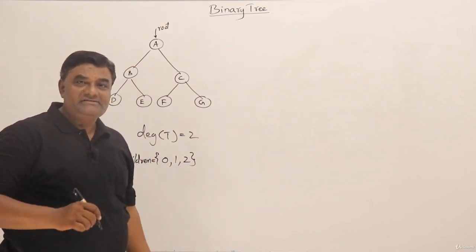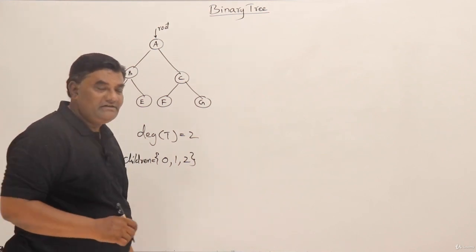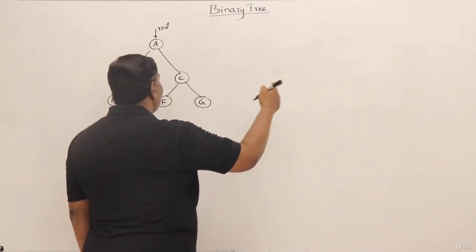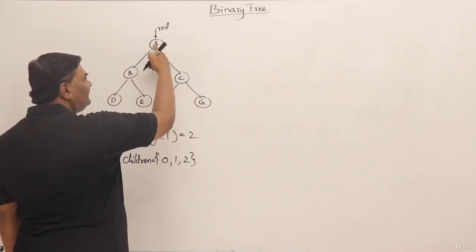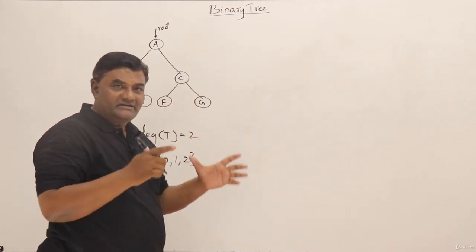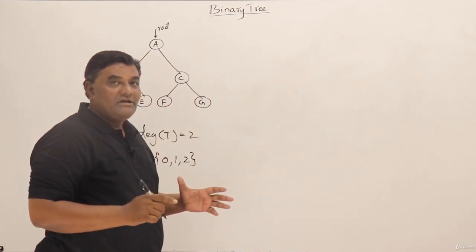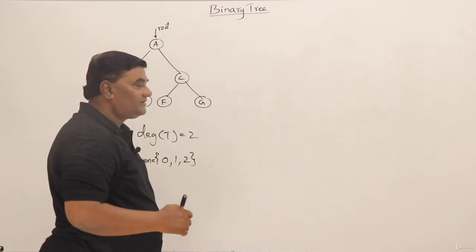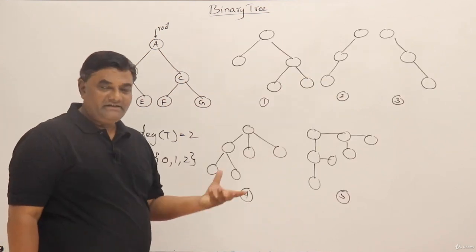Let us look at some examples of binary tree. I will draw some binary trees. I will not label them. This is labeling A, B, C, D. I will just draw dummy nodes, and look at the shape and find out whether it is a binary tree or not. Here I have some binary trees.